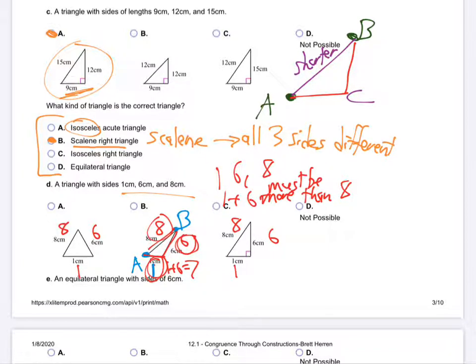If you actually try real life, you'd have that little piece here that's like 1, and this would be 6, and then the 8 would be longer. They wouldn't connect up. See how those ends could not connect to make a triangle? It just wouldn't really exist.